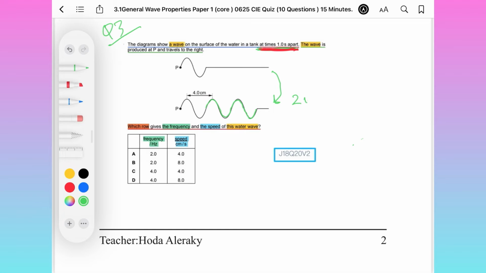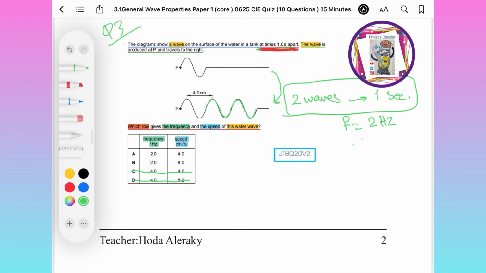So you have two waves in 1 second, which means frequency. So you can say that the frequency is 2 hertz. Okay, so you have to exclude C and D.